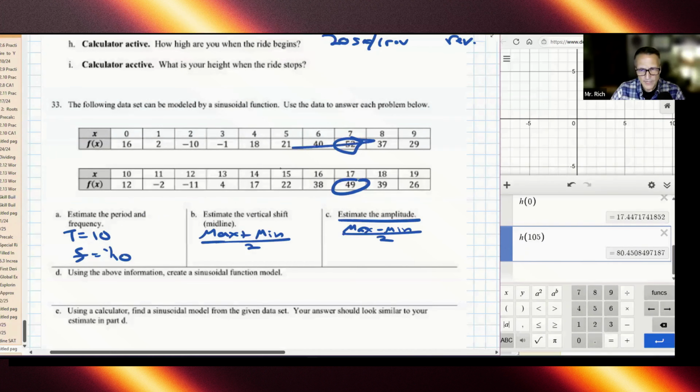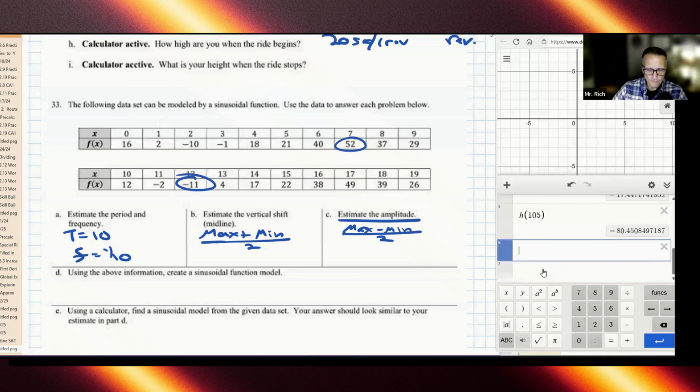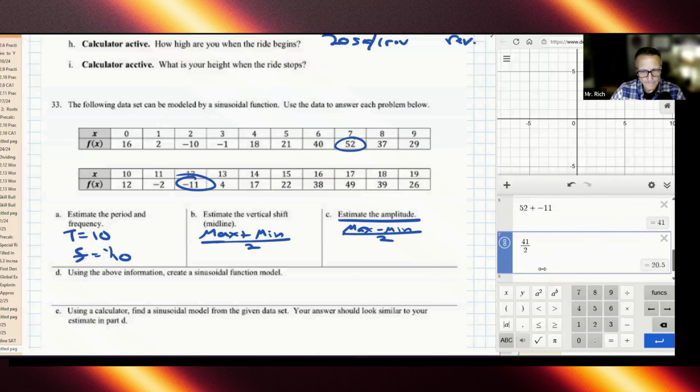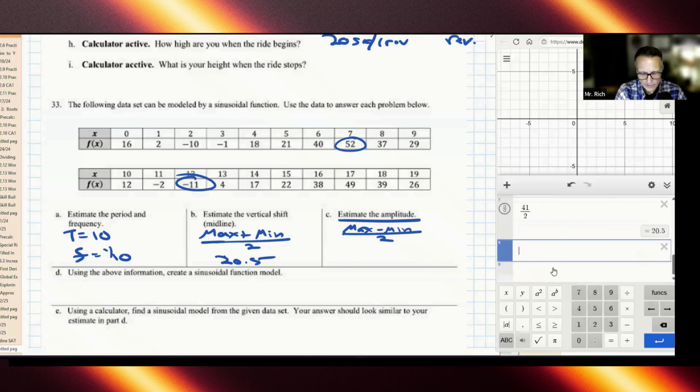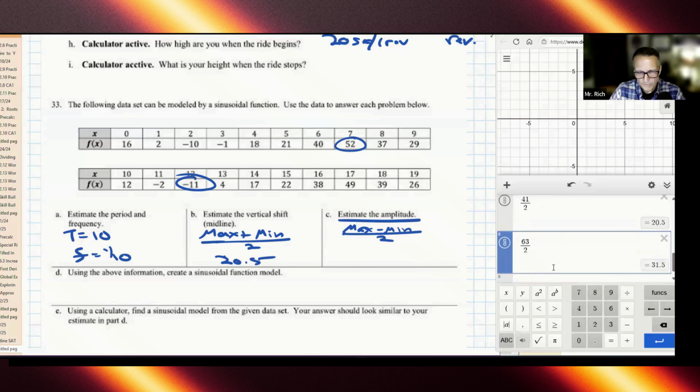So I'm going to find my absolute highest value, which was 52, and my absolute lowest, which I believe is -11. Yep. So I'm going to come over here and do 52 plus -11. It's 41. Divide that by 2. 20.5. Amplitude is 52 minus -11. That's 63, right? That's the distance between the high and low on the y-axis, 63. So we do 63 over 2 is 31.5. Now we can make a sinusoidal model.